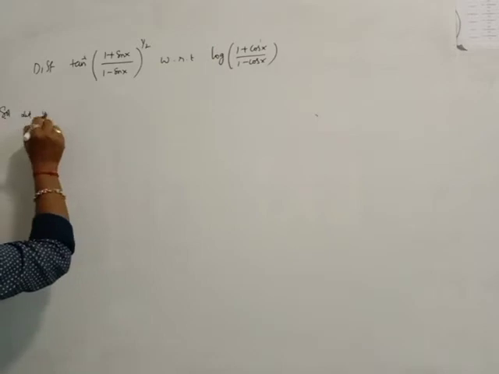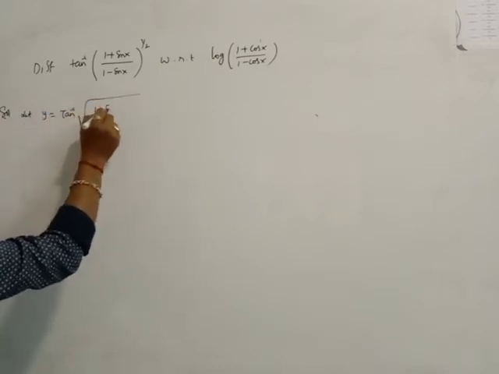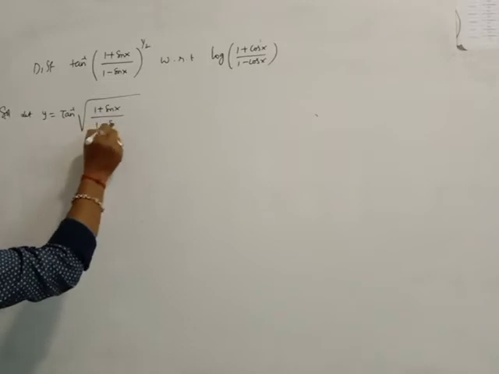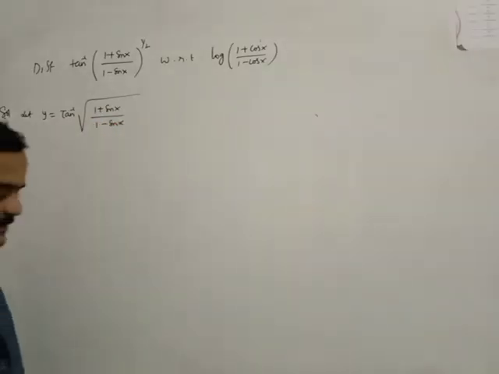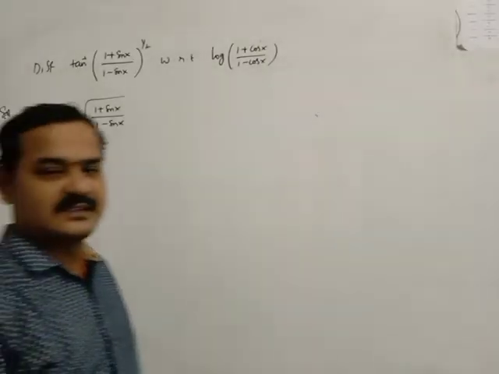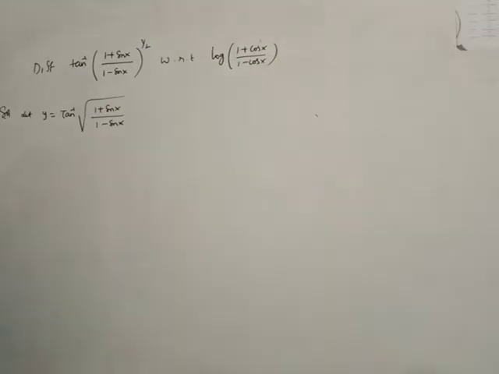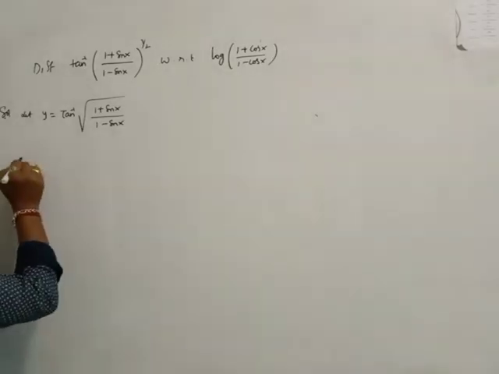Let y is equal to tan inverse of root of (1 plus sin x by 1 minus sin x). See, it is not any substitution method. It is a simplification method using the trigonometric formulas. Before, I said that 1 plus sin x can be written as (cos x by 2 plus sin x by 2) whole square. 1 minus sin x can be written as (cos x by 2 minus sin x by 2) whole square. Write down that formula.